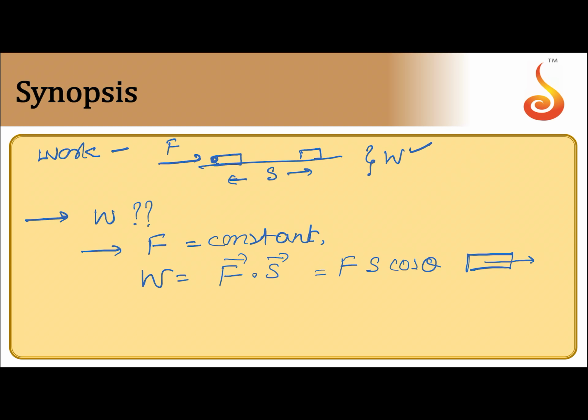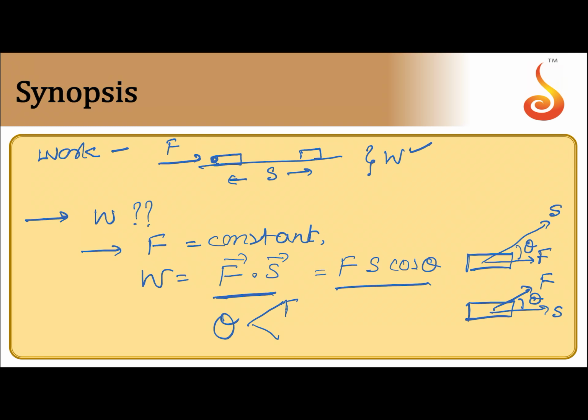Let's assume that this is the direction of force and this is the direction of displacement. Then theta is the angle between them. Or we can also consider this case. Let's assume that force is along this direction while the displacement happens along this direction. So if the force is constant, work done is given by F dot S, that is Fs cos theta, theta being the angle between force vector and displacement vector.